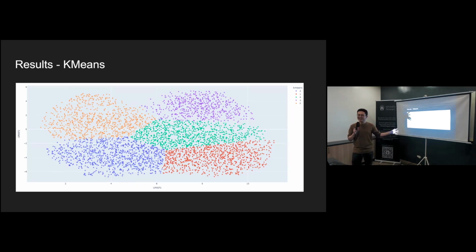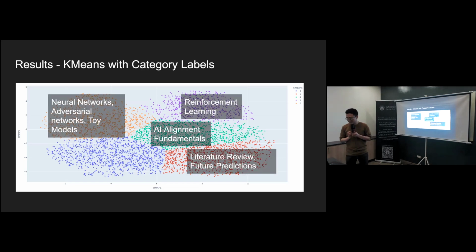But what does this actually mean? That's where the hard human reading part comes in. So I went through a bunch of abstracts and titles and articles and came up with what I would consider strong, cohesive topics or themes within these documents. We have mostly the neural network side on the upper left, AI alignment fundamentals in the middle. We have reinforcement learning, which is actually surprisingly a big part, on the upper right. And on the lower right, we have a literature review and future predictions, like, what's AGI going to be in the next 5 years? When are the Terminators coming? That kind of stuff.